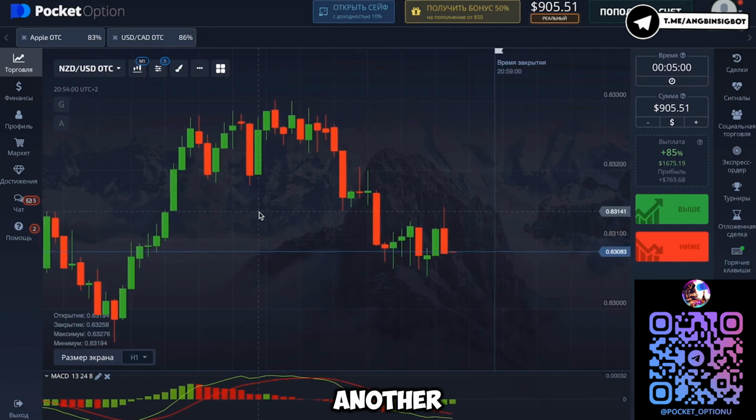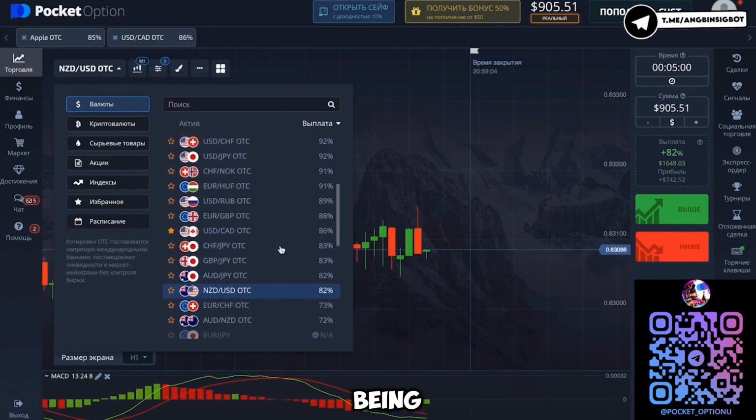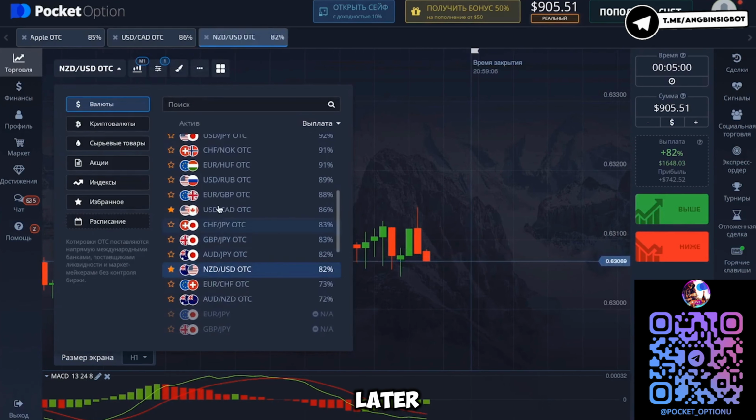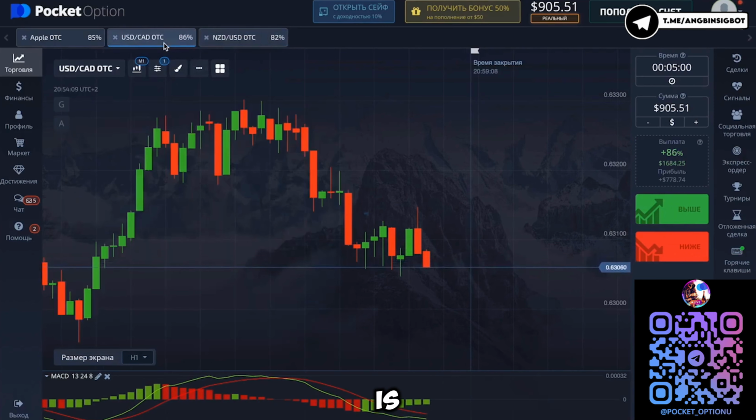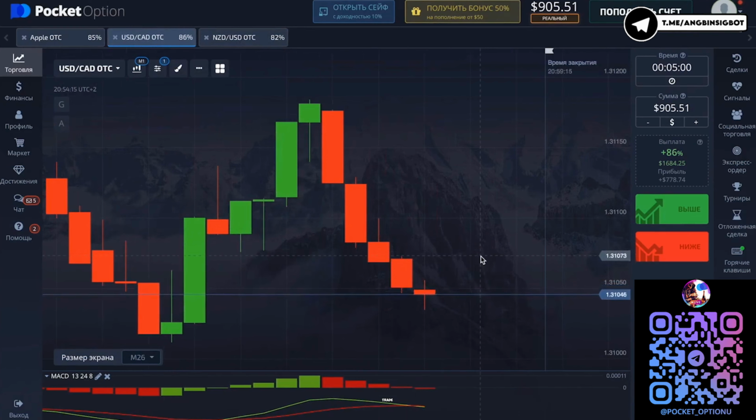I am noting another very interesting currency pair for myself. Right now, it seems like a good entry point is being prepared here, but we will see this a bit later. And another currency pair, there is already an entry point ready on it. We are entering here with $905 for a downward trade.